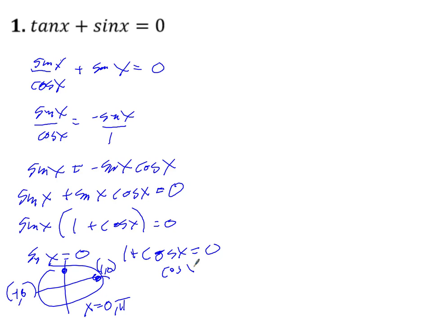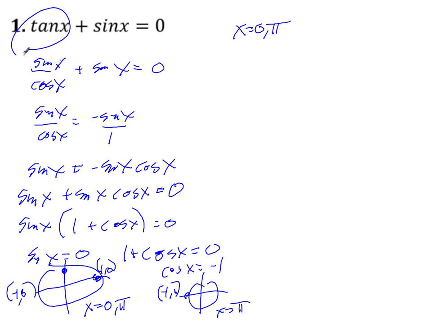This one, cosine of x equals -1. That's going to happen here at pi. So therefore, our two solutions would be 0 and pi. You don't write pi twice, even though it comes up on this one. This one's the same solution.